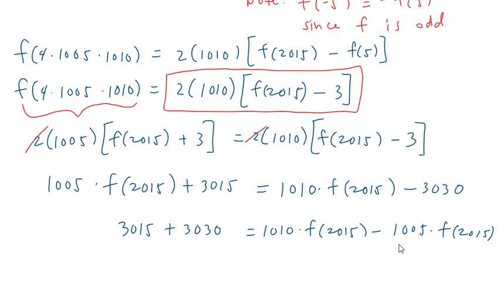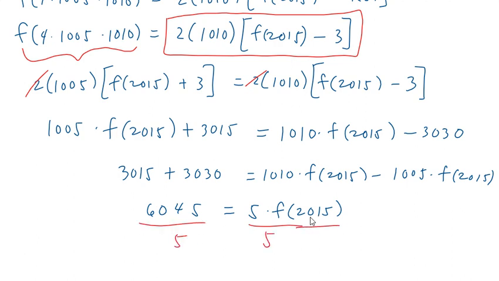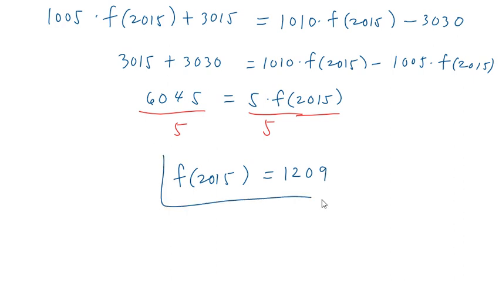And so we have 6045 = 5 times f(2015). And finally, if we divide both sides by 5, we get the desired answer. So we have f(2015) equal to 1209, and so this is our final answer.